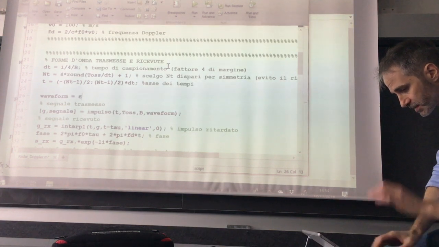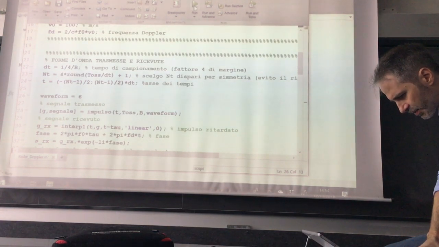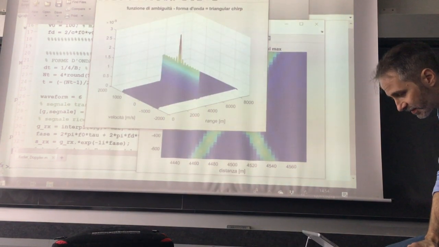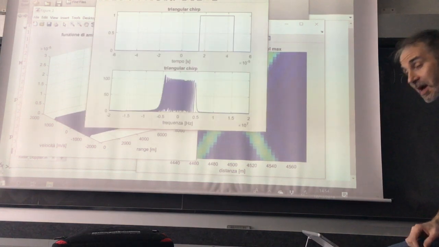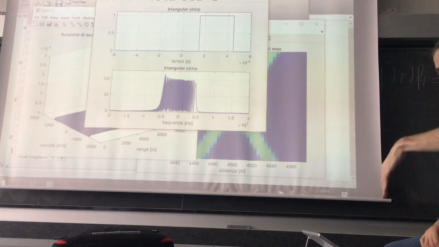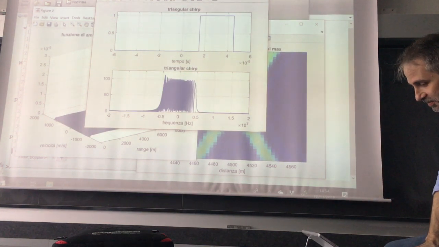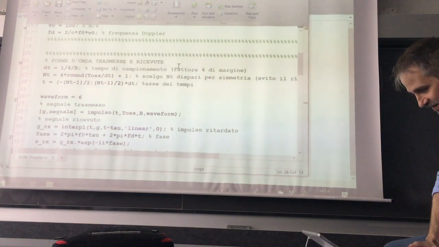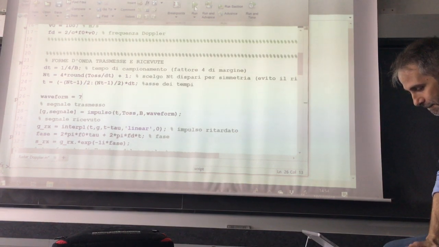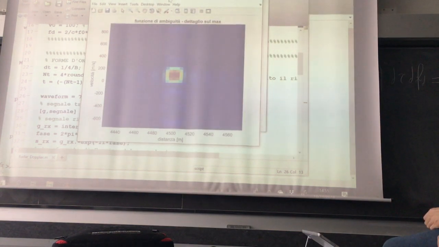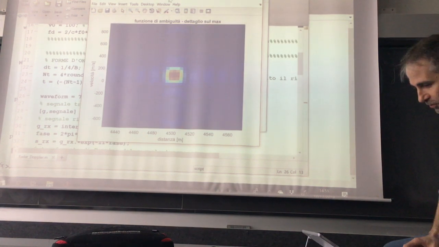Another solution, let's say waveform 6, I don't even remember what it is. So waveform 6, here we are, in this case we have a triangular chirp, so that the frequency goes up and then down, and more or less I get the same. Waveform 7, this one looks good. So in this case we have a single peak, so this one really looks good.